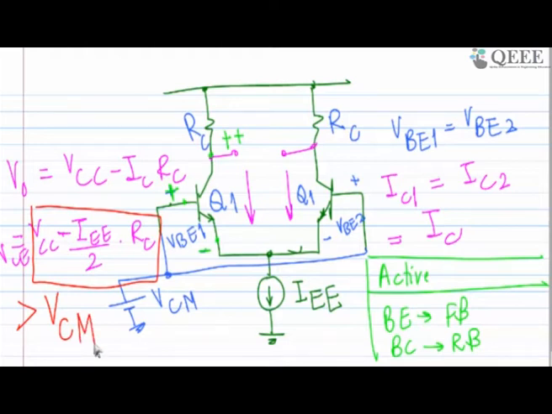So this is one condition I got. If I want to make my transistor in active mode, I should keep this number, which is VCC minus IE by 2 times RC, greater than or equal to the common mode voltage. Or the common mode voltage has to be designed in such a way that it's lesser than or equal to VCC minus IE by 2 times RC. If I can do that, my transistor is in active mode. There is no problem.